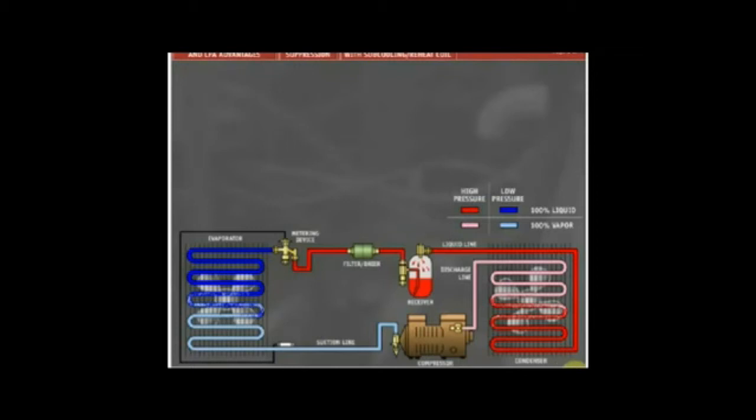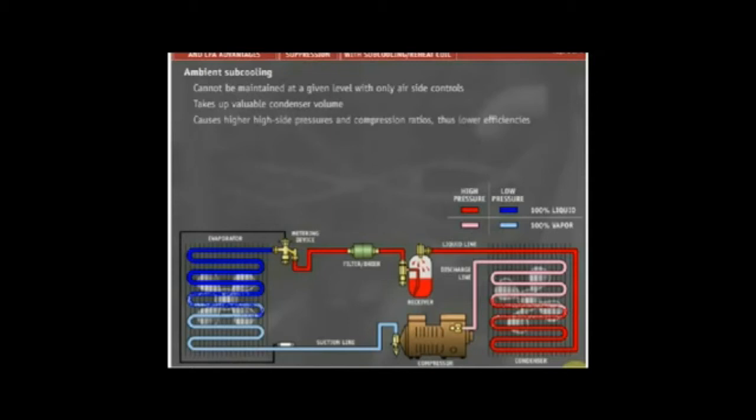One way, often called ambient subcooling, is to sensibly cool the liquid in the bottom of the condenser, removing sensible heat from it. Ambient subcooling, however, cannot be maintained at a given level with only air-side controls. Subcooling this way takes up valuable condenser volume with subcooled liquid at its bottom, since condensing cannot occur in this area. The more de-superheating and liquid subcooling that is done by the condenser, the less useful condenser area there is. This causes higher high-side pressures and compression ratios, thus lower efficiencies.